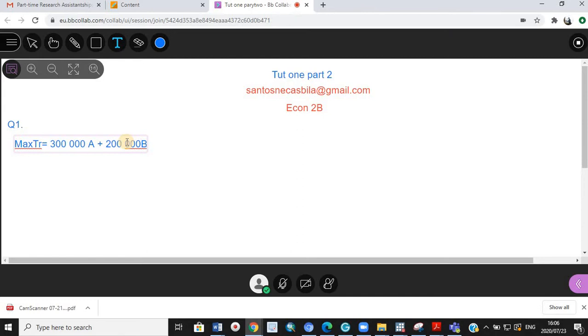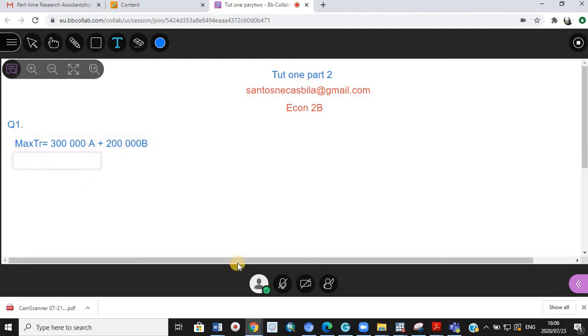That means if you have to write the main equation, once you read the statement, you must be able to write the main equation, not the constraints. Okay. Then we go for the constraints.